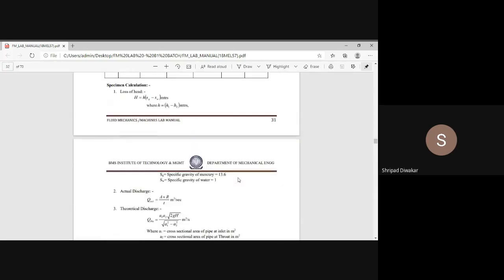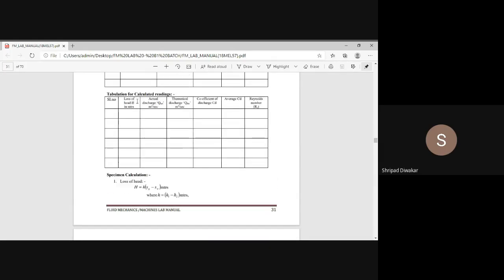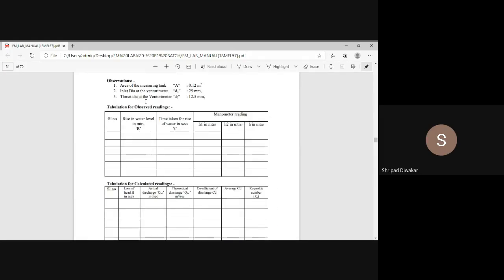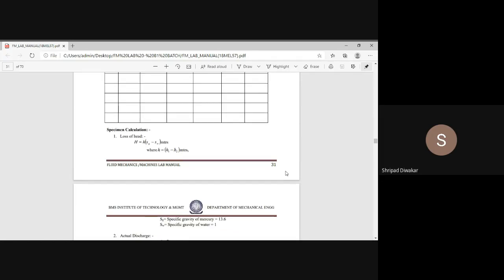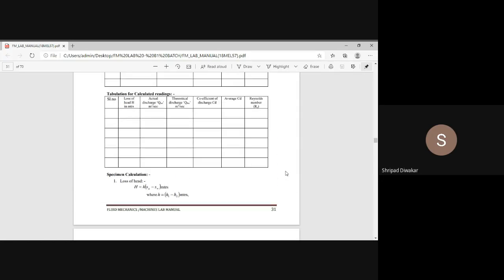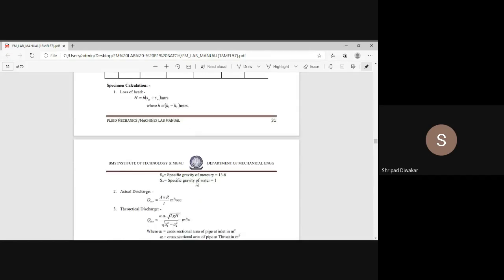And regarding calculation, okay, same thing. H is the loss of head. Don't get confused between small h and capital H. Small h is the difference in the manometer reading, that is h equals H1 minus H2. And then capital H equals h into (Sg minus Sw). Small h is H1 minus H2. Sg is the specific gravity of mercury, that is always 13.6. Sw is the specific gravity of water, that is 1.